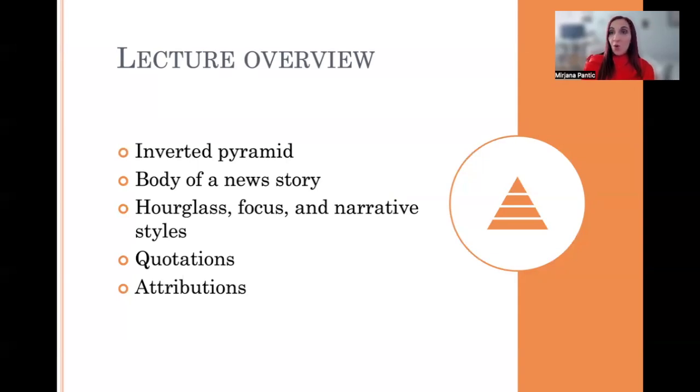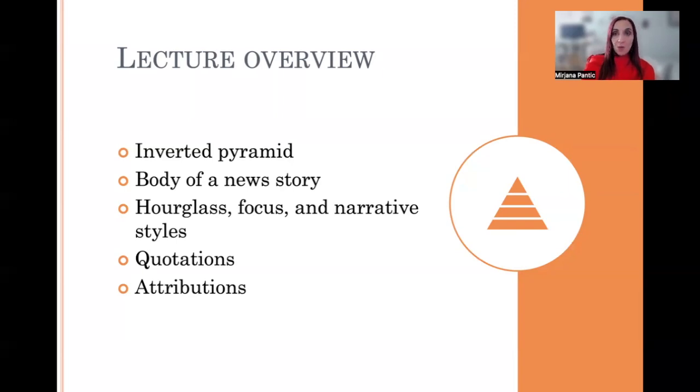Inverted pyramid. It's a news format that presents information in an order in which the most important information is at the top of the story, followed by the next most important information and the next most important information, and the body of a news story ends with the least important information. In other words, the inverted pyramid story starts with the most important information. It doesn't have a conclusion. Instead of a conclusion, we have the least important information at the end of the story.